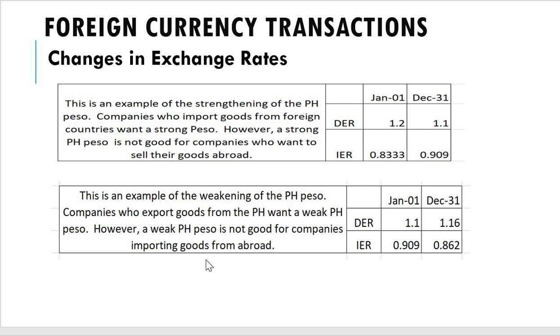Di ba? So companies who export goods from the Philippines want a weak Philippine peso. Okay, of course, para mas malaki yung collection kasi, di ba? Kasi nag-increase man yung direct exchange rate. However, a weak Philippine peso is not good for companies importing goods from abroad kasi of course, they would have more pesos na mabayaran in the settlement. Okay?